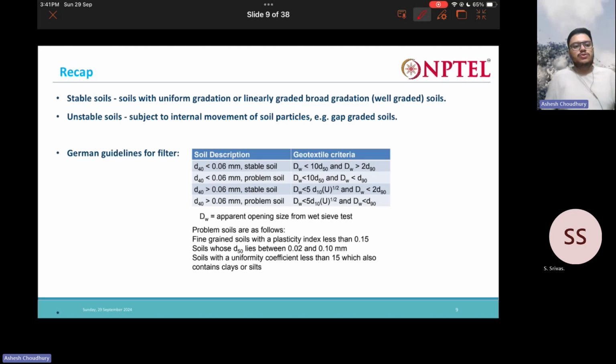So we have stable soil and unstable soil. These are the two. For both stable soil and unstable soil, we have different geotextile criteria, and those are actually given by the German guidelines. Using these criteria, we will be solving one small problem next.